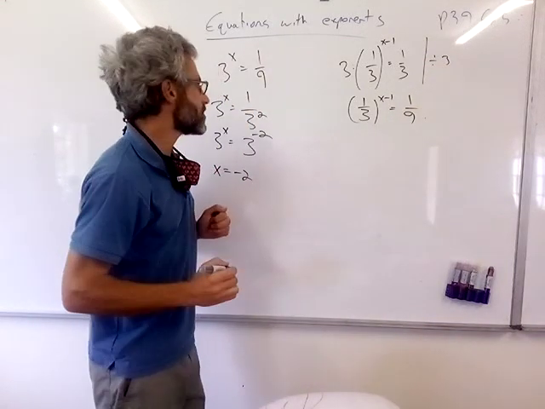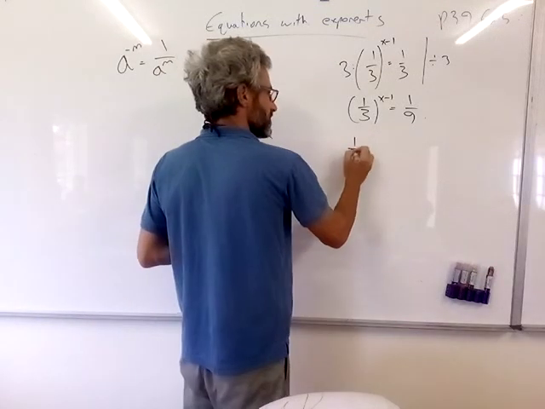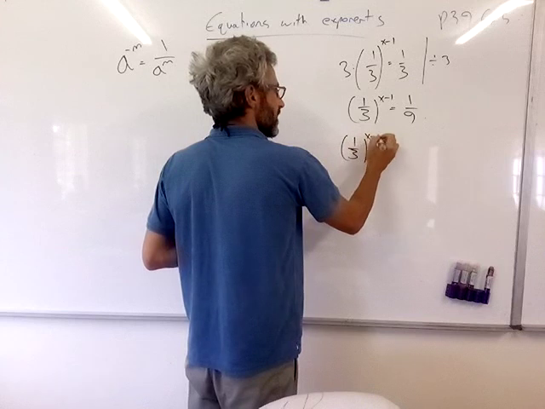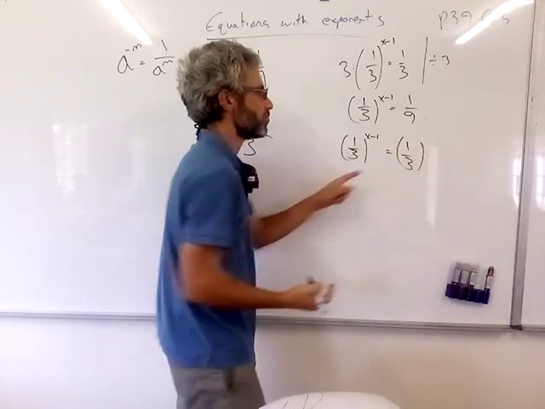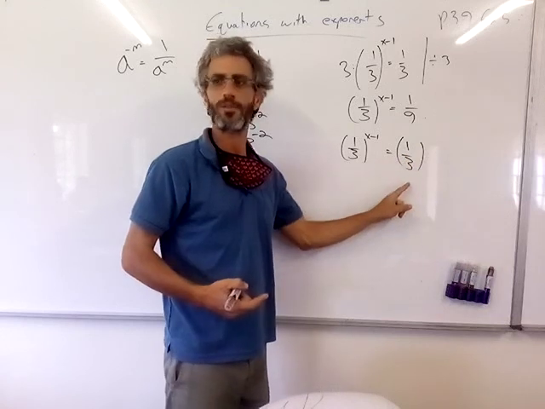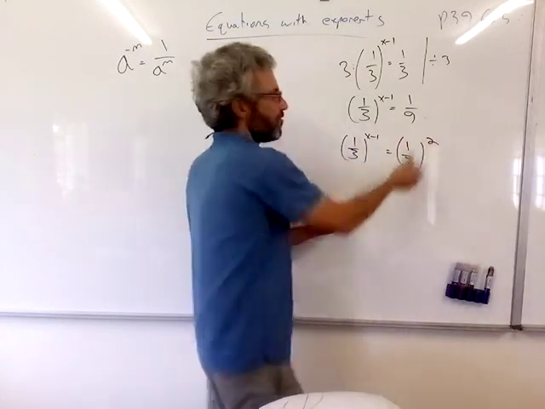Now at this point you could convert everything to base 3, but I wouldn't. I would just say, okay, that's a third to the power of x minus 1. And how do I write 1 over 9? It's a third to the power of what? 2. You don't need minus here because it's already 1 over 3 already, okay?